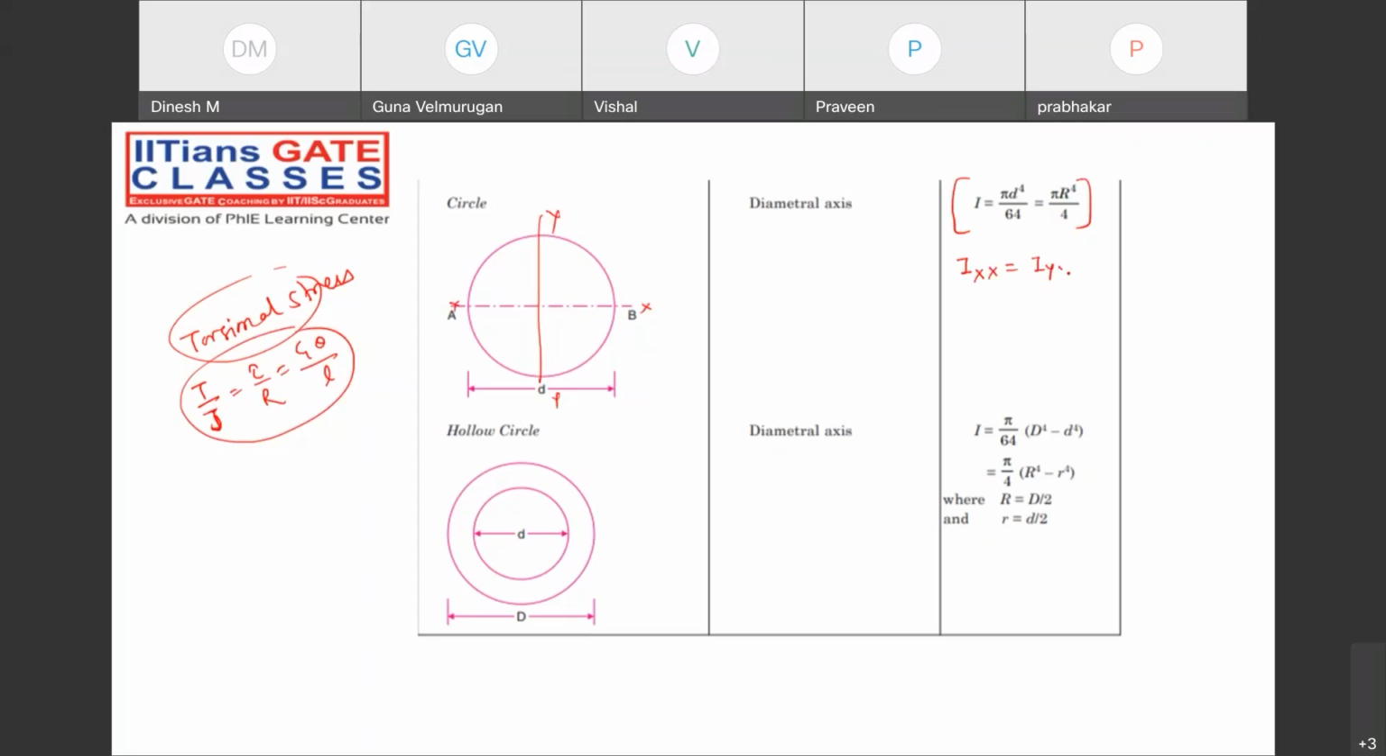Ixx and Iyy both will be pi d to the power 4 divided by 64. Very, very important. For a circle, this will be the formula. Very, very important. All of you understanding?